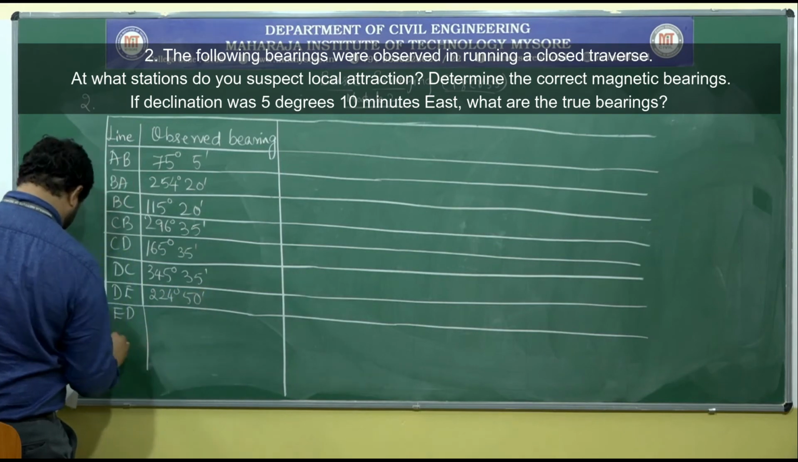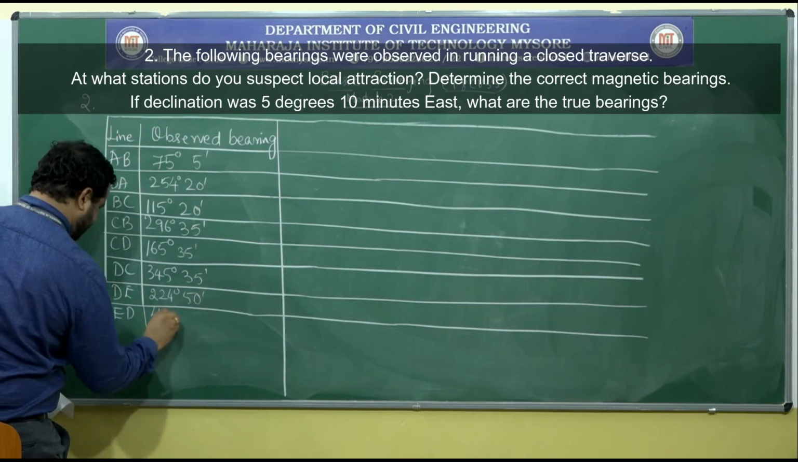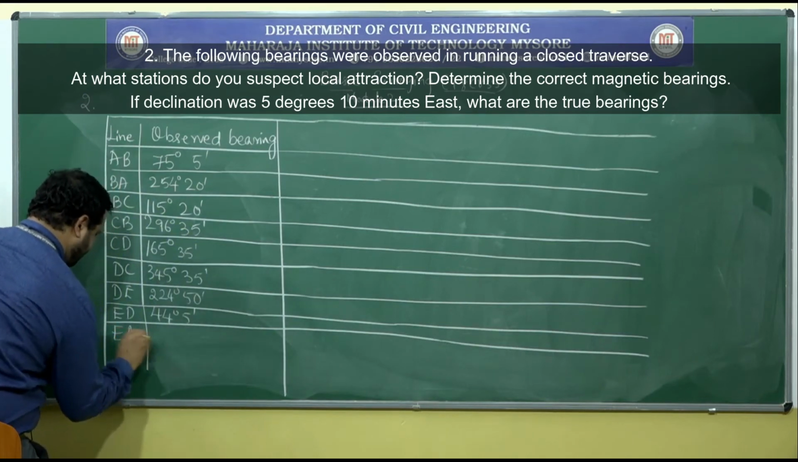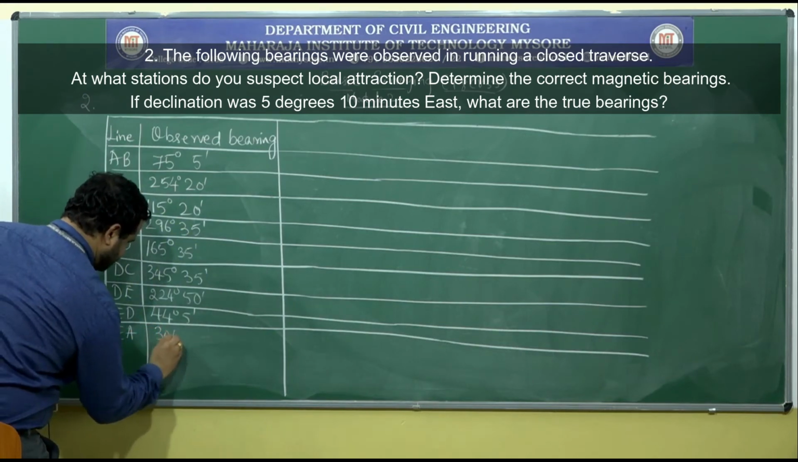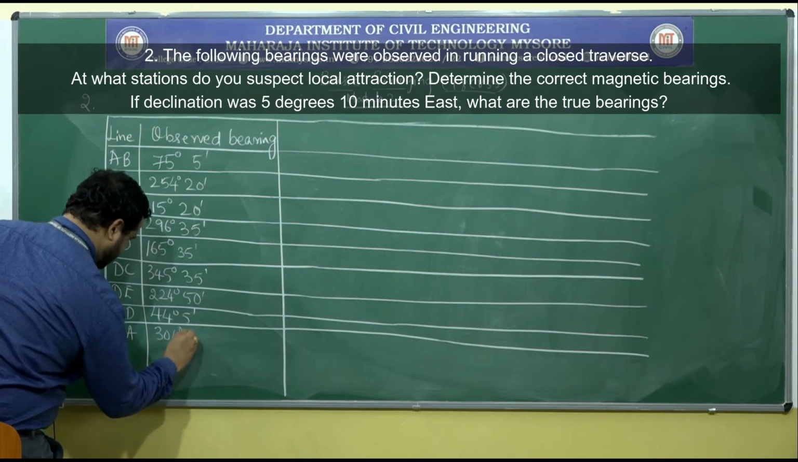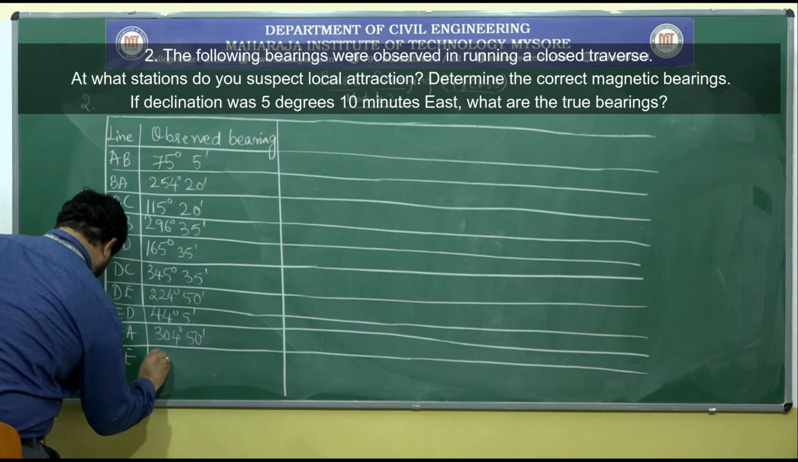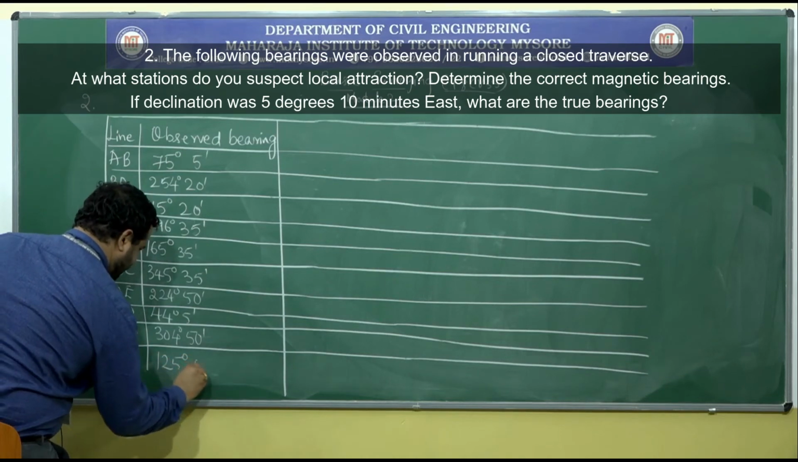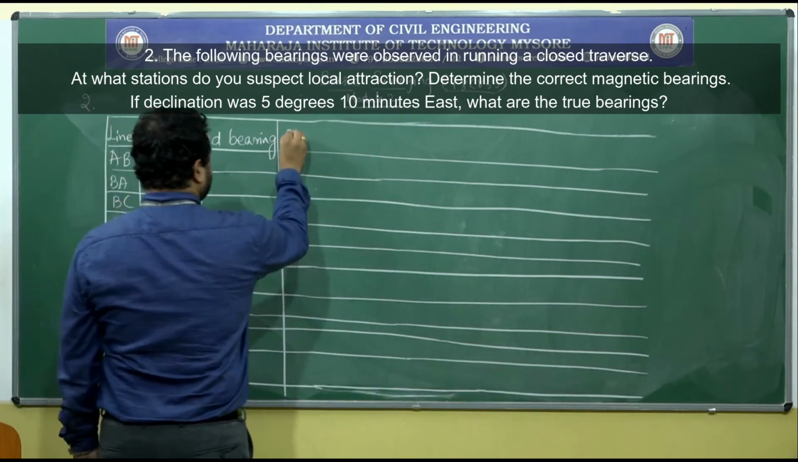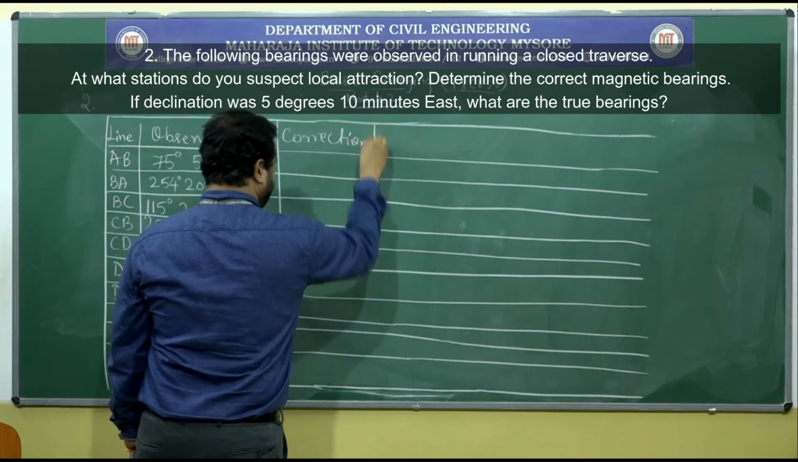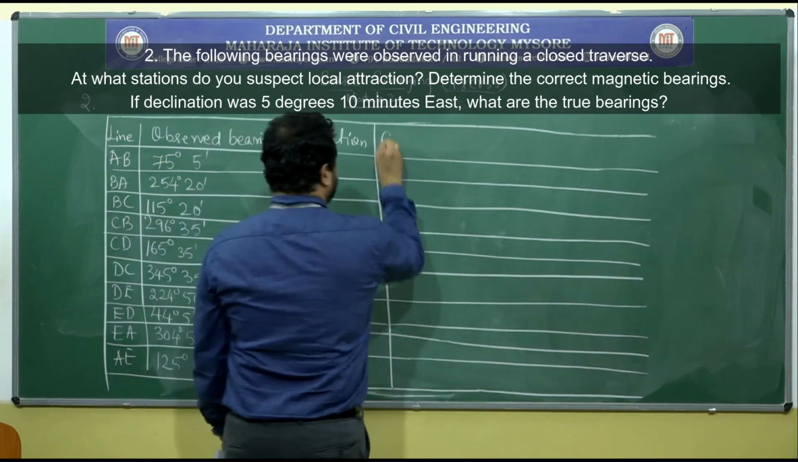Next, line DE, 224 degrees 50 minutes. ED is 44 degrees 5 minutes. Next, line EA, 304 degrees 50 minutes, and line AE, 125 degrees 5 minutes. Next column being correction. Next, corrected bearing.